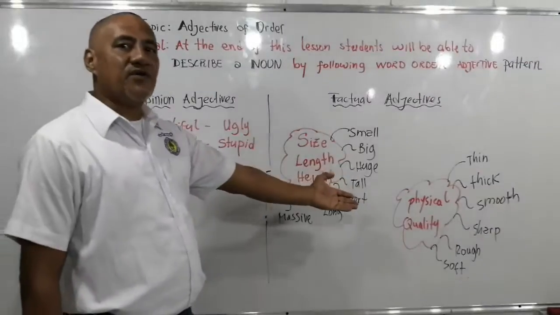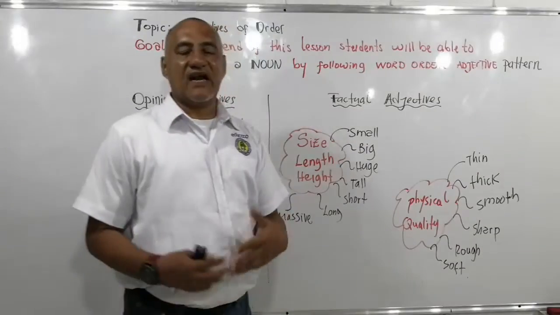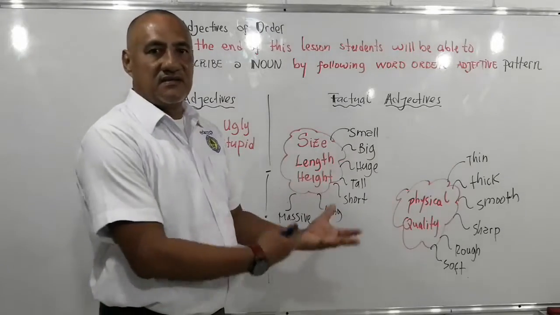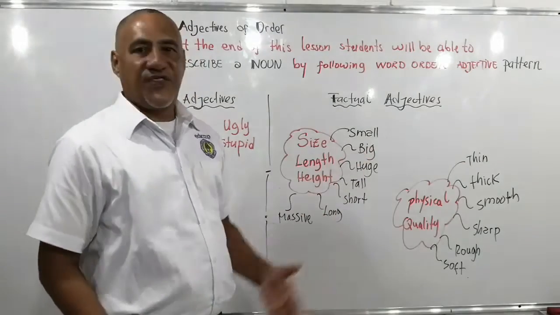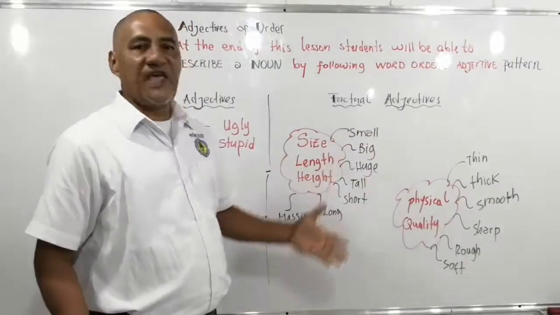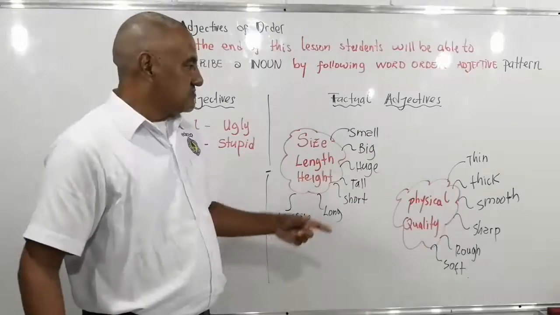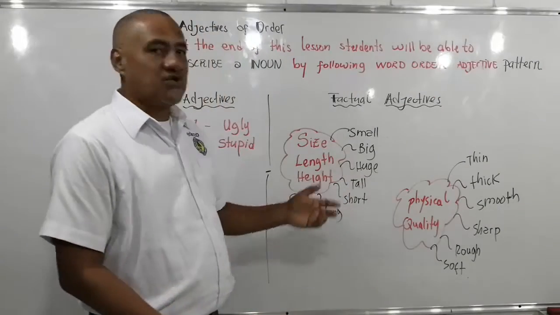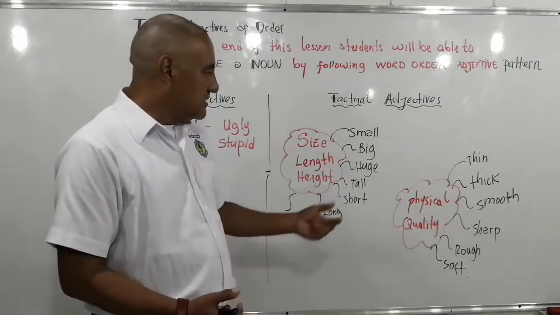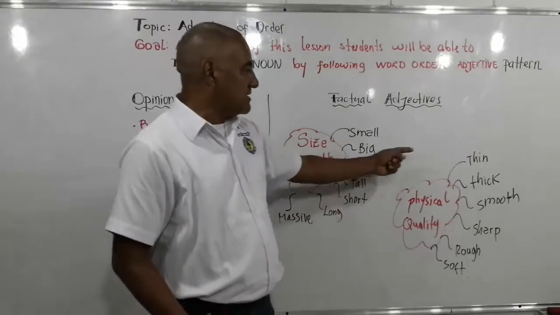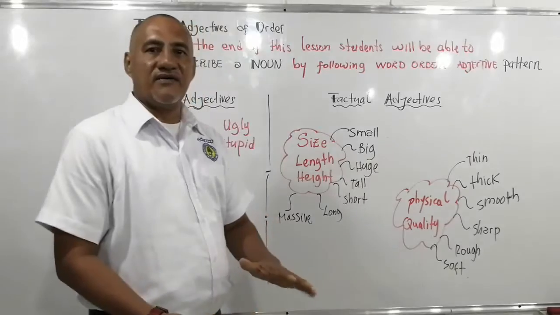Then over here we have another group, physical quality, la cualidad física of something. We have thin, que es delgado, thick, grueso, smooth, suave, sharp, filoso, rough, áspero, soft, which is the same as smooth, suave.